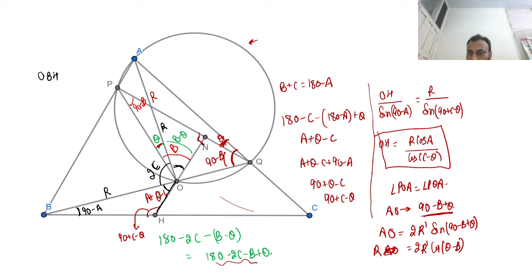Okay, theta minus B. I think I just made a mistake here. It is 90 minus C, not B, right? This angle is 90 minus C, because from here it is 90 minus C. So it is theta minus C. If I put in this formula, we will get OH is 2R dash cos C. That is what we wanted to prove, right? So that's why H is the orthocenter of the triangle POQ.